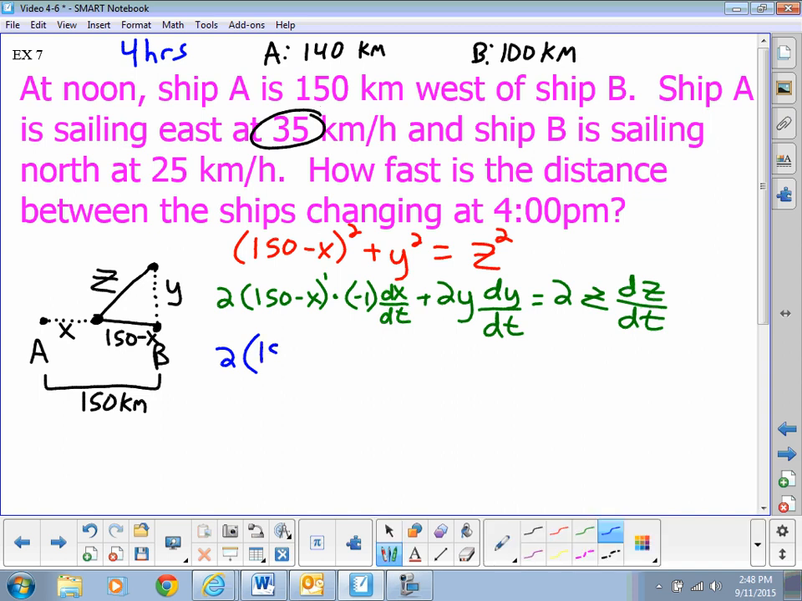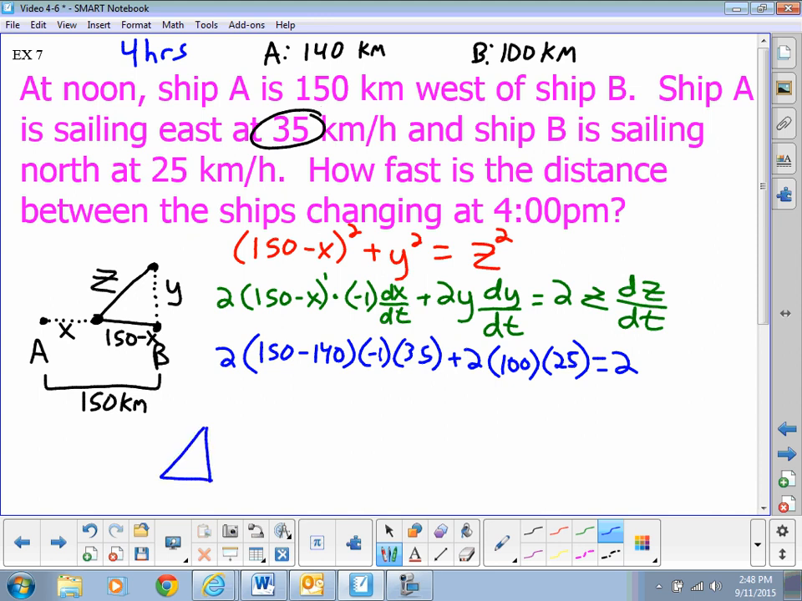So we're going to have 150 minus 140, because that was our ship A length, times a negative 1, times our dx dt, which was 35 for ship A, plus 2 times our y value of 100 times 25 for dy dt equals 2. And now this is where it's a little bit tricky. So our triangle that we're working with, the 150 minus 140 really gives us 10 here. This part we know is 100, and we're trying to find this z.